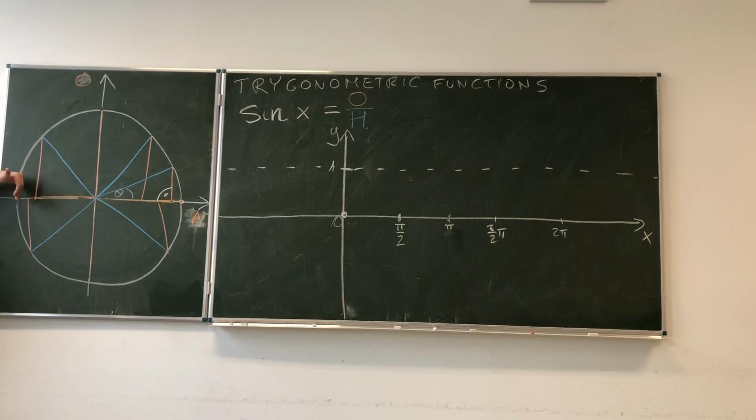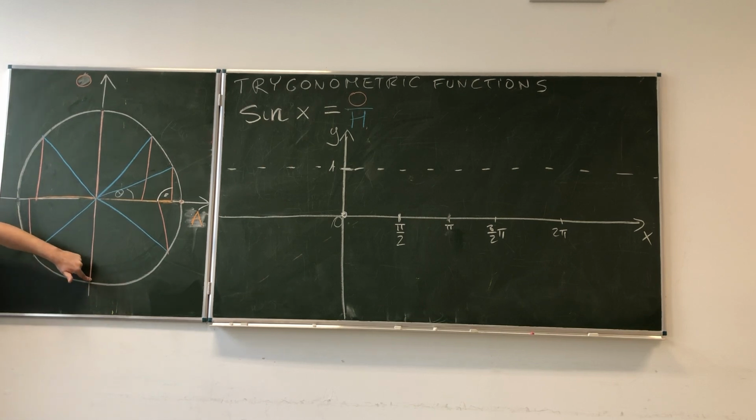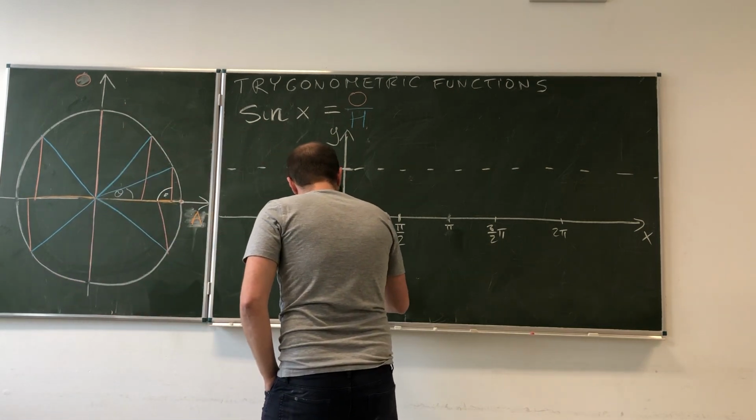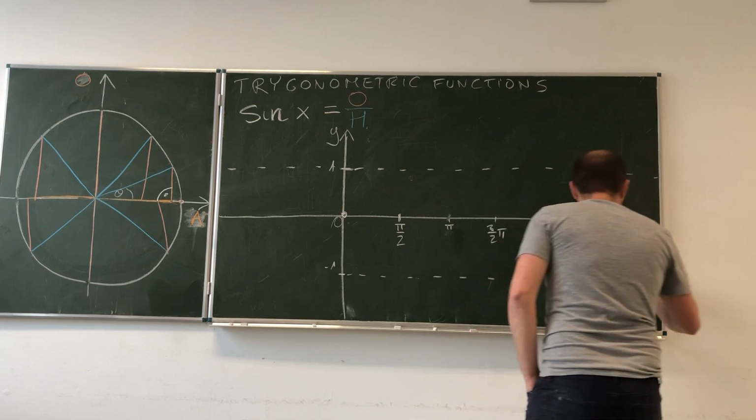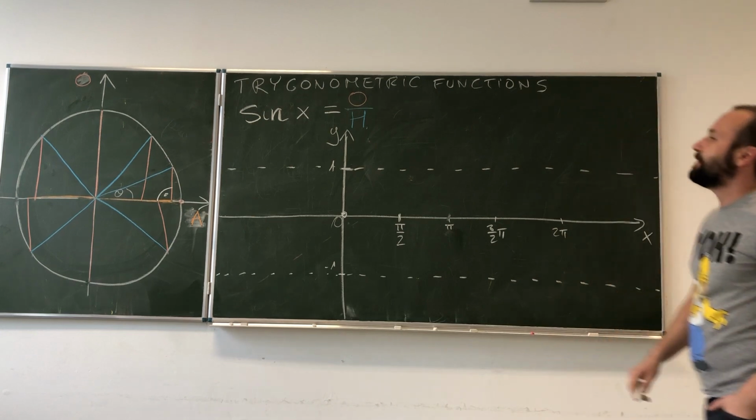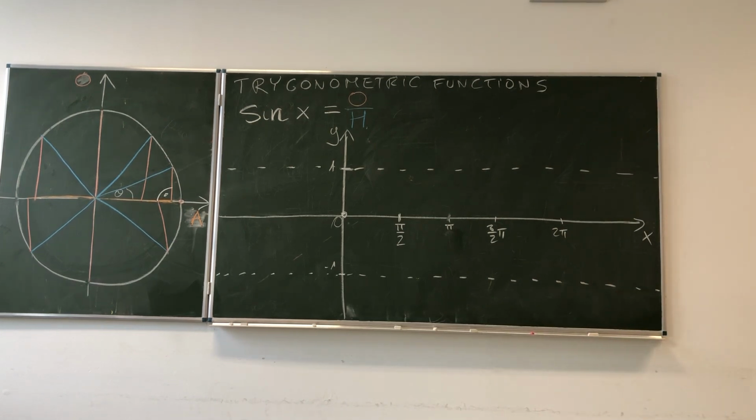Then it starts to grow again, but in the opposite direction. We go to negative values, and here they are of equal size, but this time hypotenuse opposite is negative 1. So it's negative, opposite is negative, so we obtain negative 1. So look, now we can see that the lowest value sine can take is negative 1.